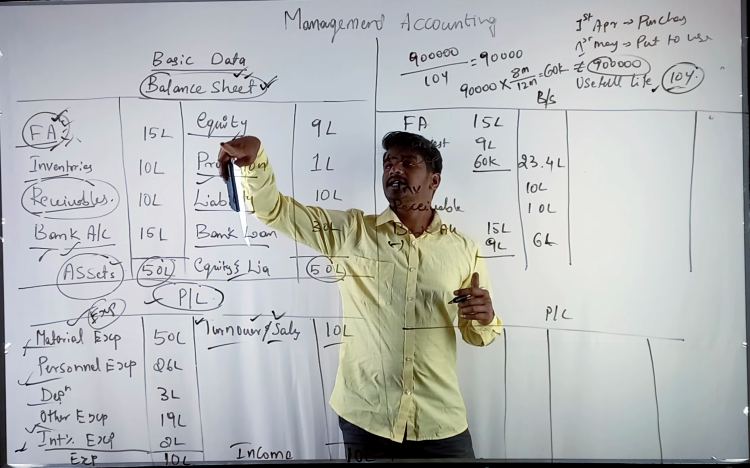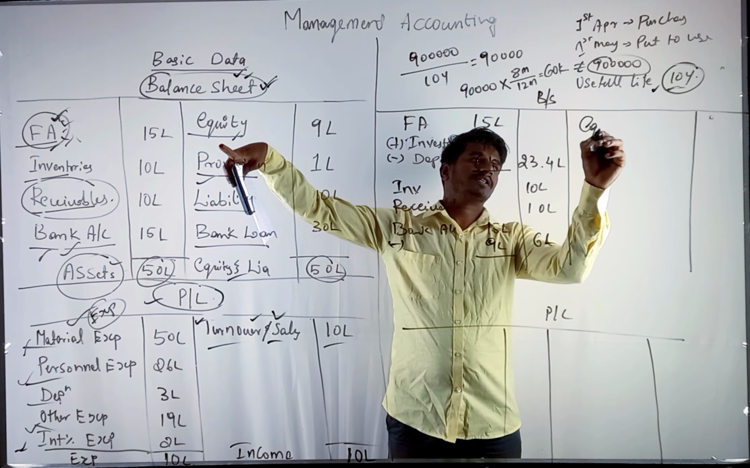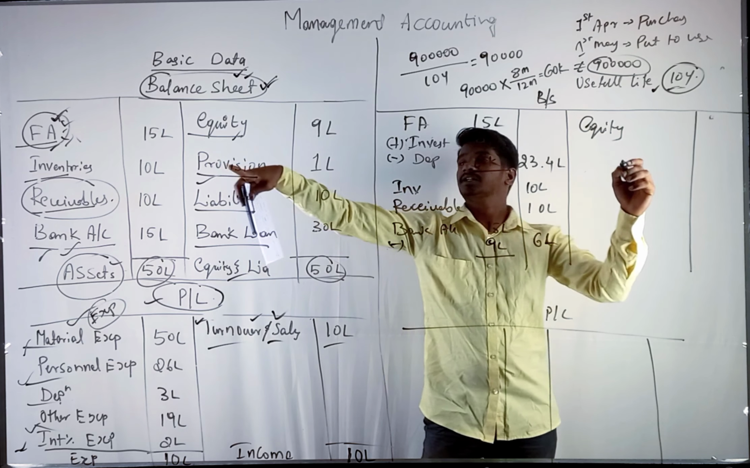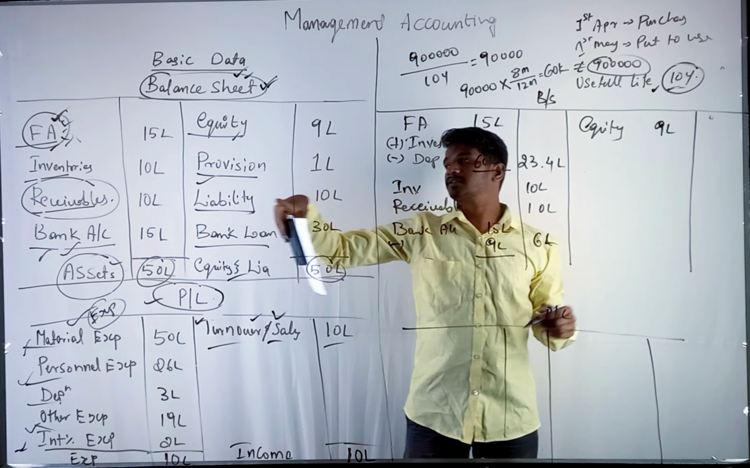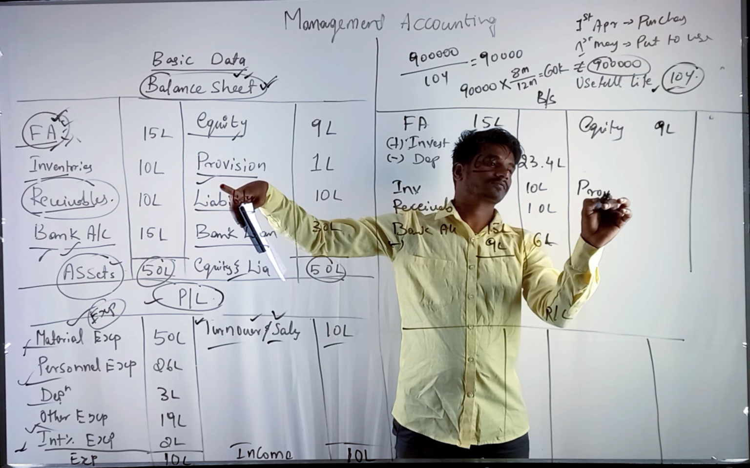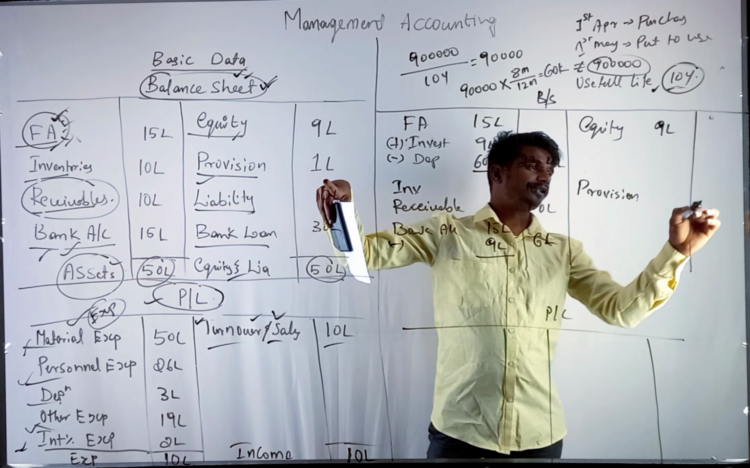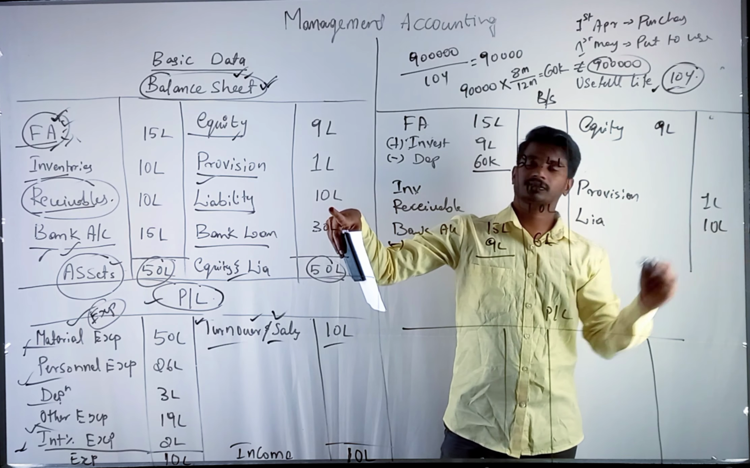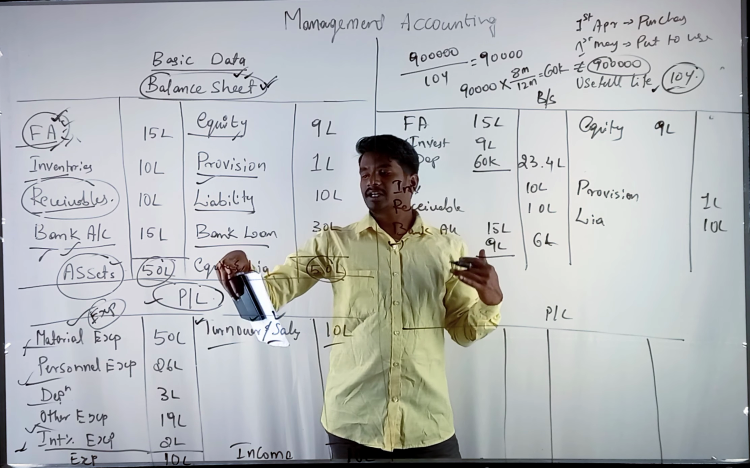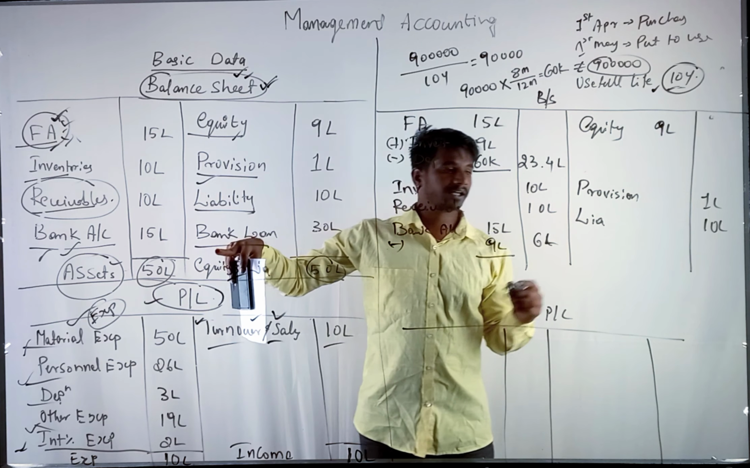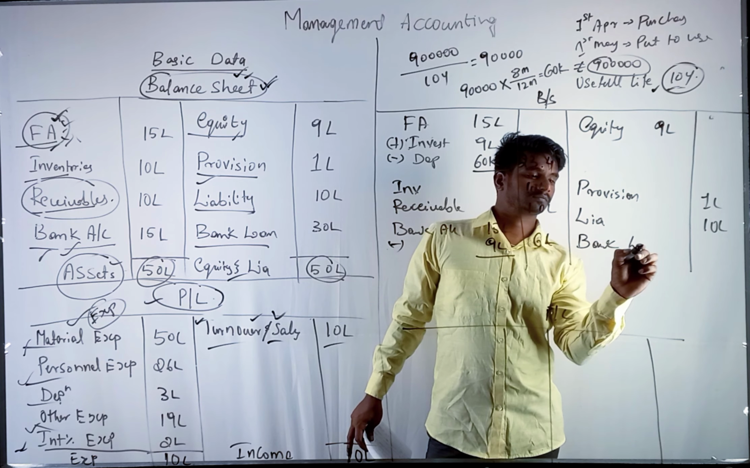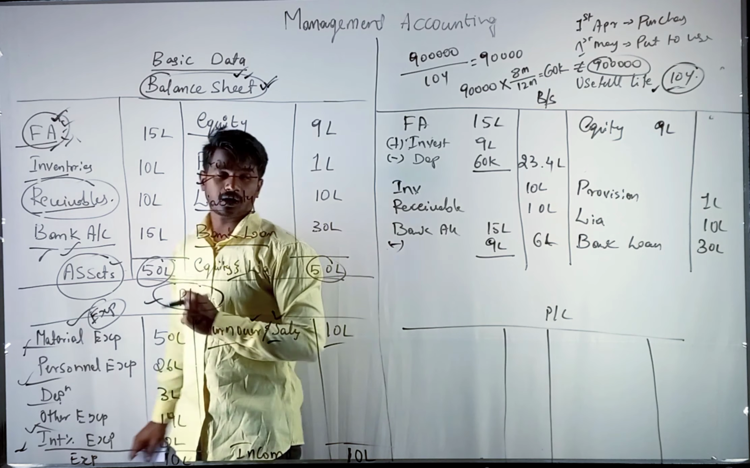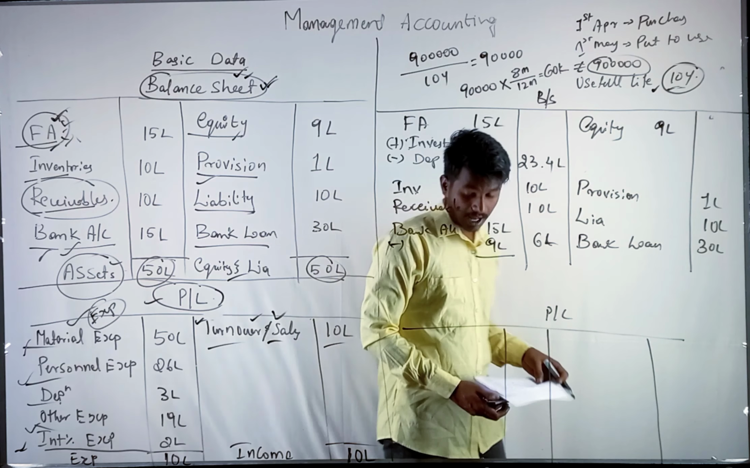Okay. Is there any change in equity? Yes, there will be change. If there is any loss or profit, we will add from the P&L. I will show that. How much is it? 9 lakh rupees already is there. Provision, no change, 1 lakh. Other liability, there is no change, 10 lakh, because only one asset is getting involved. Bank loan, 30 lakhs remains same. Now, shall we go for the P&L account?